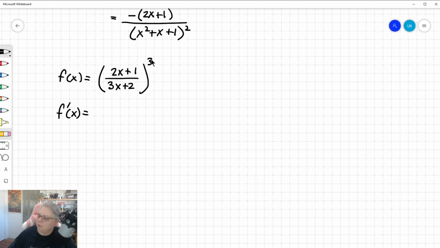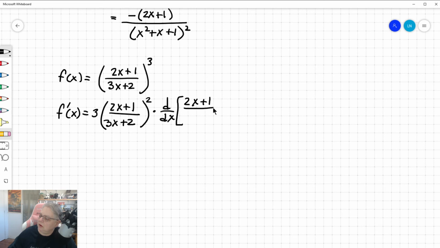So I start with the power rule. Power comes down times what's inside to the power 3 minus 1, 2, times the derivative of what's inside. And if you'll notice, what's inside is a quotient. So to take this derivative inside, I have to use the quotient rule.